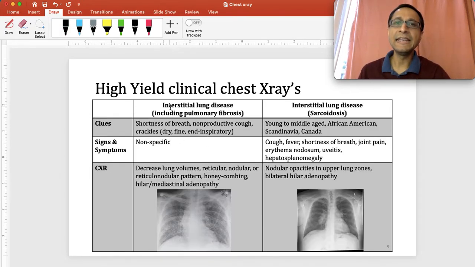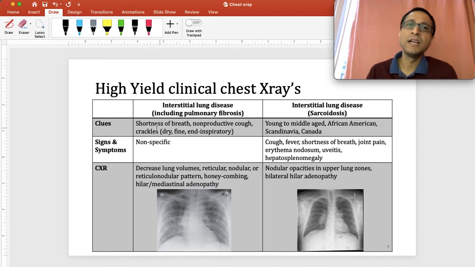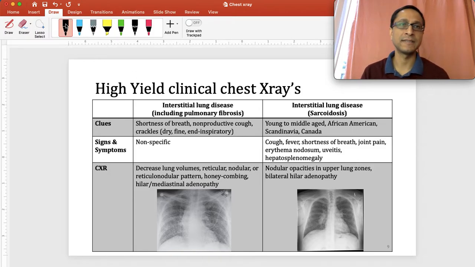Then we have interstitial lung disease. Again, there are so many different types of interstitial lung diseases. This one specifically is comparing pulmonary fibrosis and sarcoidosis. Shortness of breath, non-productive cough, crackles. Now, this is a testable point. Certain questions I've seen on UWorld as well as the ComBank, they describe crackles specifically with pulmonary fibrosis as dry, fine, and end inspiratory. So this is a very, very important clue for pulmonary fibrosis.